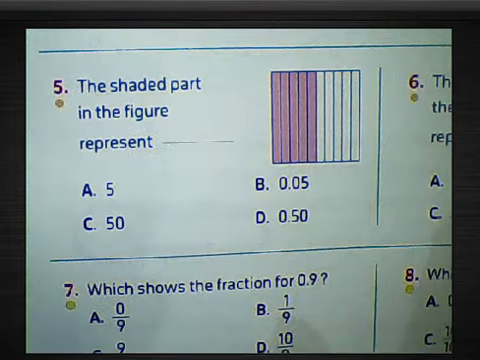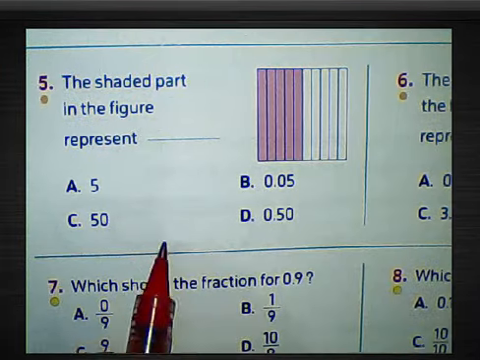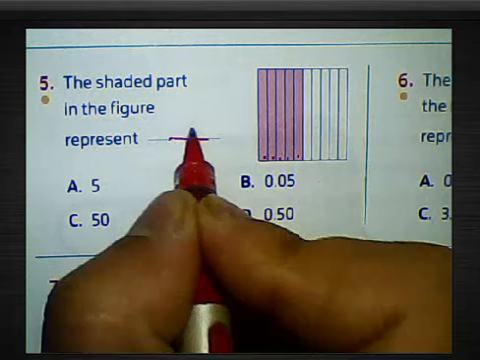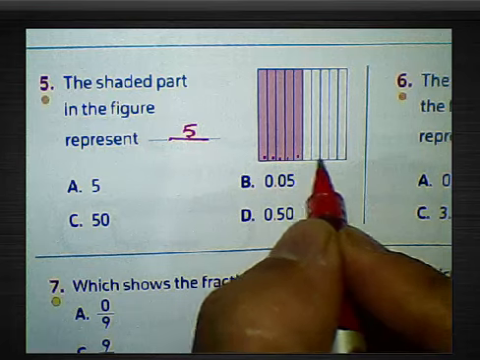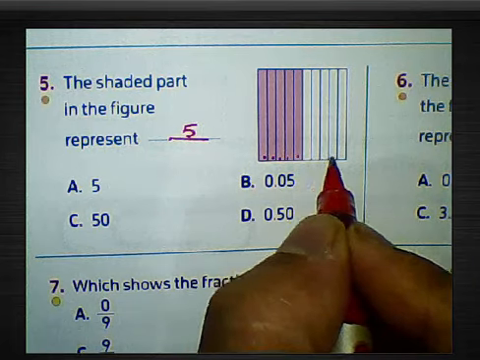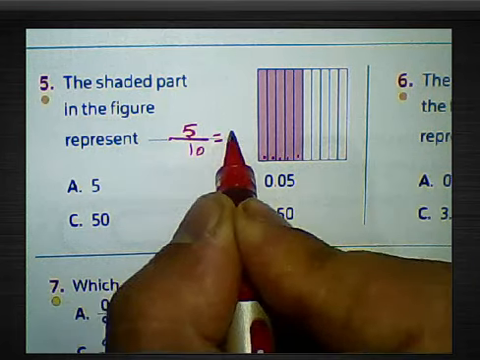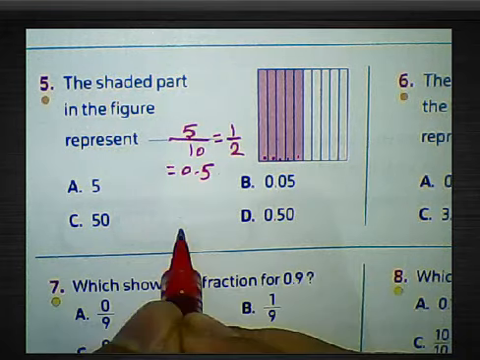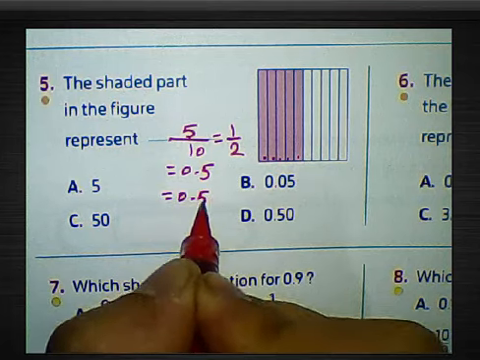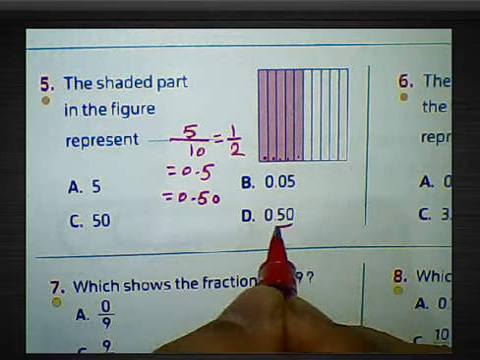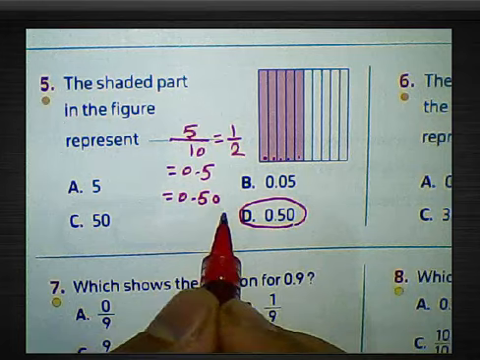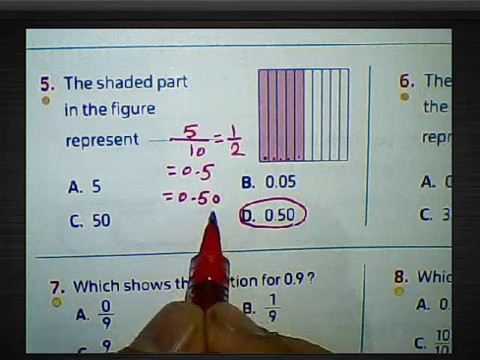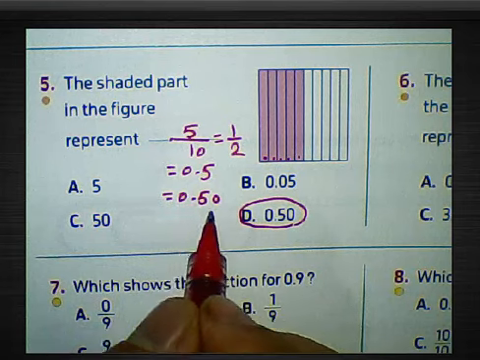Question number 5. The shaded part in the figure represents what? 1, 2, 3, 4, 5. 5 over what? Over 10. 6, 7, 8, 9, 10. 5 over 10 means half, or 0.5. We must choose letter D. We must put a 0 here on the right-hand side. 0.5 equals 0.50. 5 tenths equals 50 hundredths.